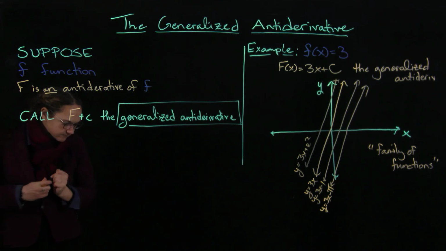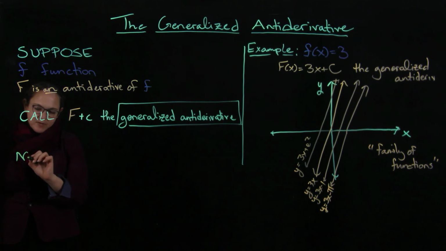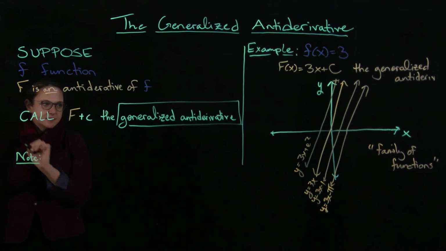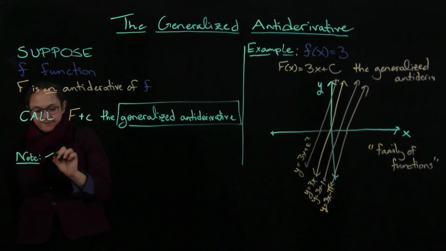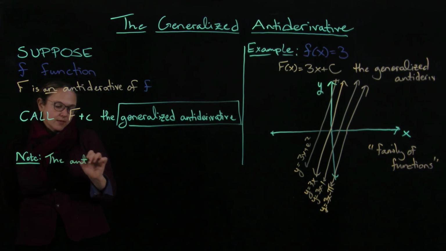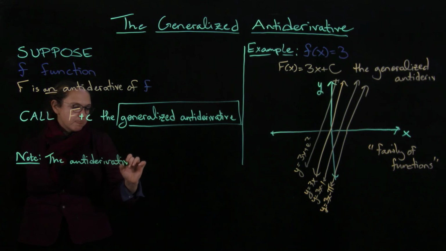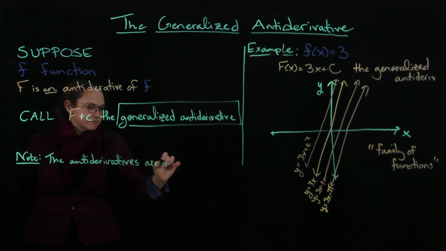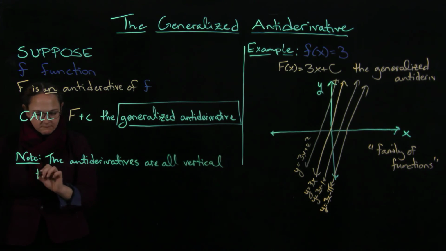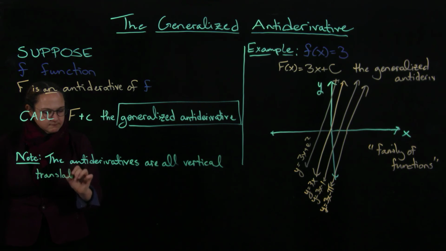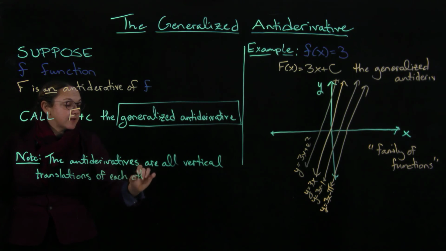So note, the antiderivatives are all vertical translations of each other. And what that actually ends up meaning when it comes to lines is that they're parallel.